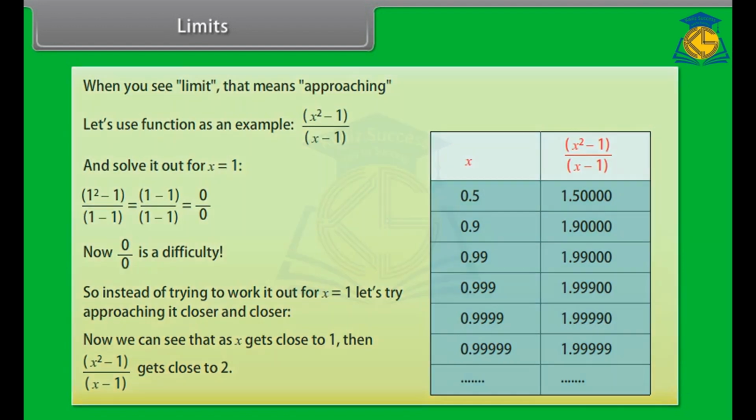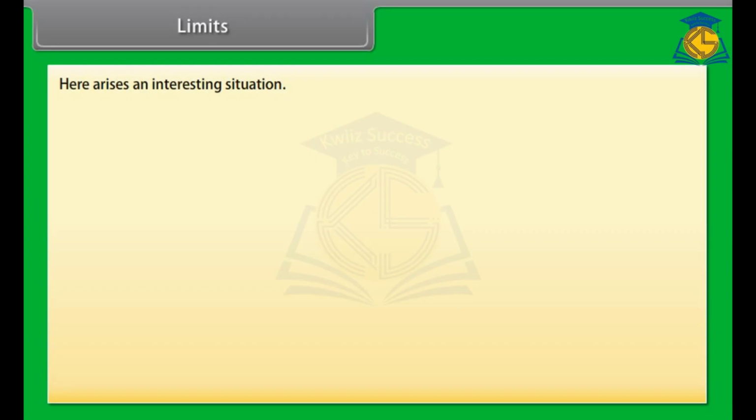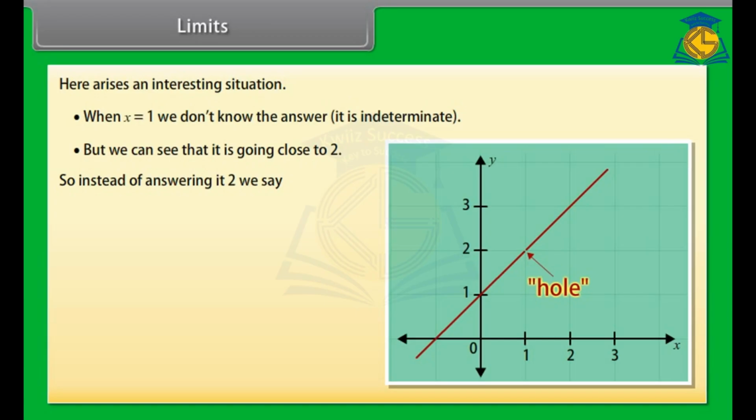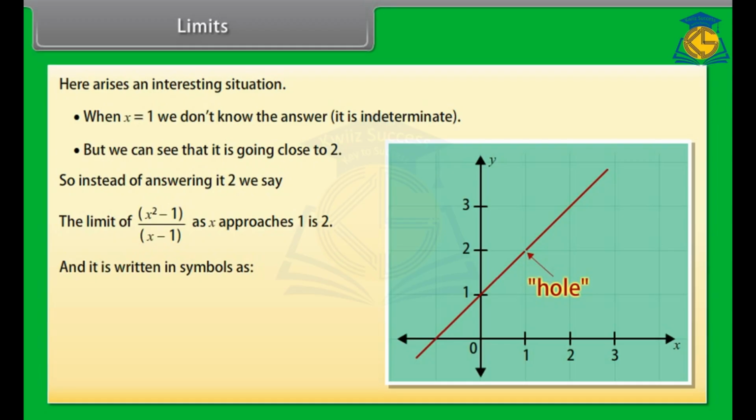Now, we can see that as x gets closer to 1, (x² − 1)/(x − 1) gets close to 2. Here arises an interesting situation. When x = 1, we don't know the answer. It is indeterminate, but we can see that it is going close to 2. So, instead of answering it 2, we say the limit of (x² − 1)/(x − 1) as x approaches 1 is 2. And it is written in symbol as limit x tends to 1 of (x² − 1)/(x − 1) is 2. So, we cannot tell the value at x = 1, but we can say that as we approach 1, the limit is 2.